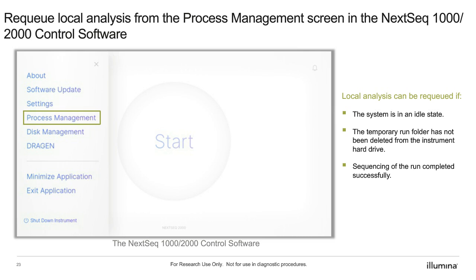So to requeue, there's a couple of things we need to make sure. The system state must be idle, so no sequencing or DRAGEN analysis can be in progress. The temporary run folder found in user local Illumina runs must not have been deleted from the instrument. And so analysis cannot be requeued if the temp folder was deleted, even if a user tries to move a copy back into that temp directory. So just be very mindful not to delete that if you need to requeue. And lastly, the sequencing run method must have completed successfully in order to perform a requeue.